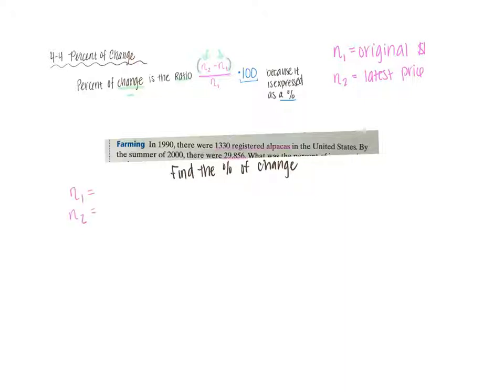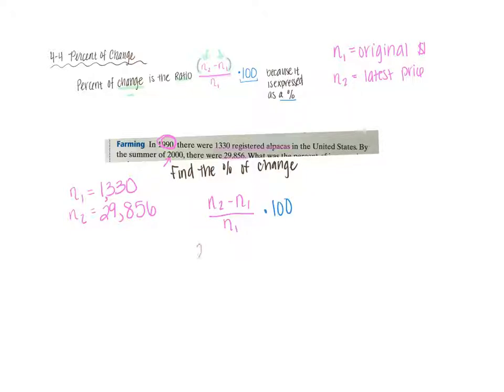All right, let's look at identifying which variable you chose as N1. N1 is my original number, so I'm going to look back at the beginning of my time, so I have 1990. So my N1 is going to be the 1990 number, where I have 1,330. And then my N2 is going to be the latest one, the one in 2000, where I have 29,856. Hopefully you can see really quickly. This is going to be a what? A percent of increase. Okay, my formula says N2 minus N1 over N1 times 100.